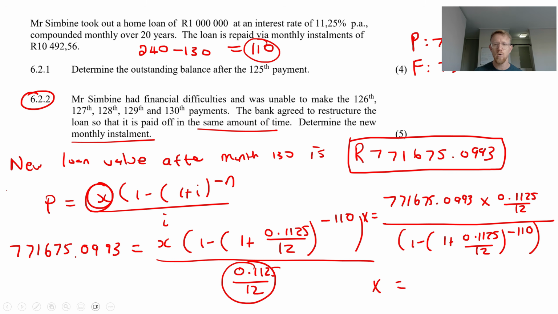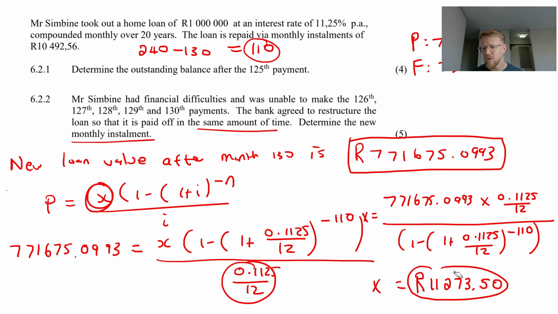And so if you had to go recalculate this, we should get a value that is larger than that. And so this has become the new monthly installment, 11,273 Rand and 50 cents. You see, guys, so Mr. Simbine was only paying 10,492 Rand. He then went and missed 5 payments, and then the bank had to add interest onto that, unfortunately. And now the new installment is going to be 11,273 Rand and 50 cents, so that by the time the 20 years is finished, the loan is completely paid off.